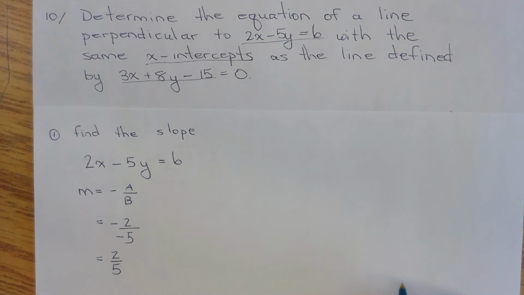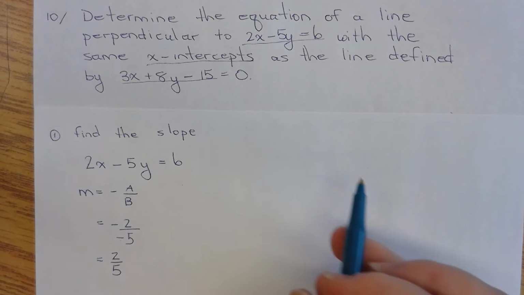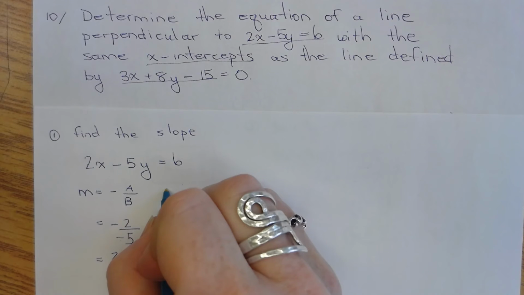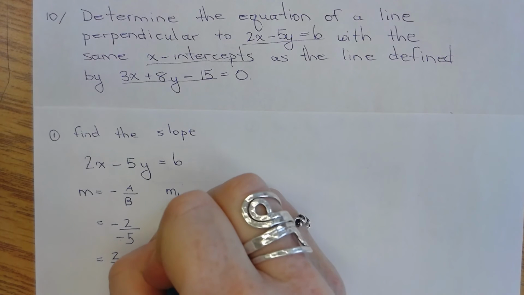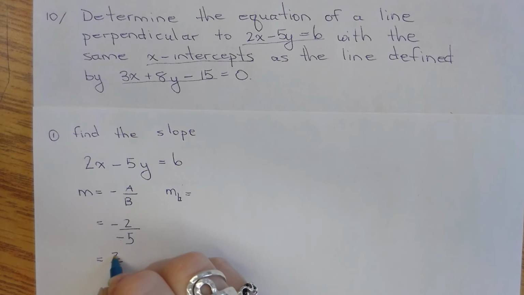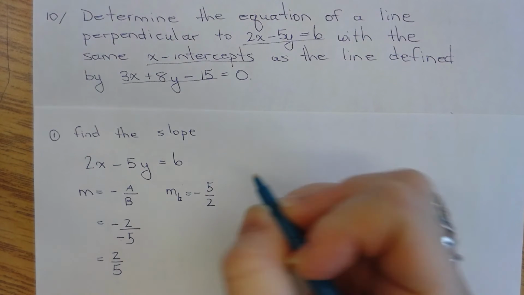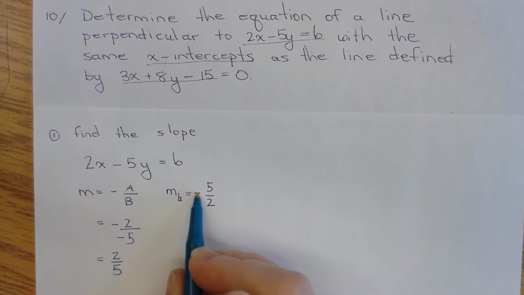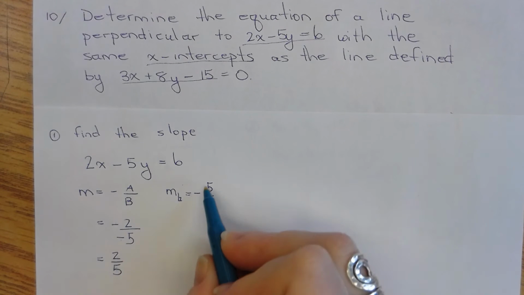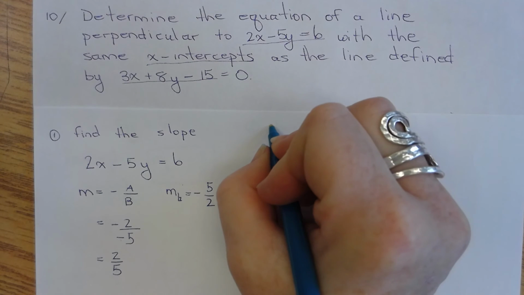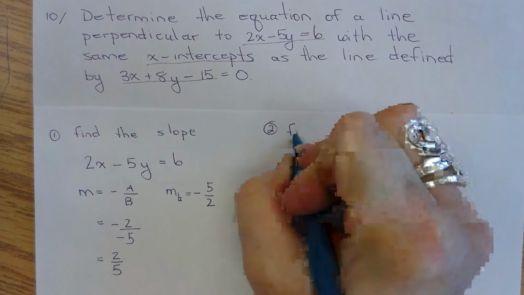Now I know that my equation is perpendicular to that line, so my new slope is going to be the negative reciprocal. So I change the signs, and then I flip it. This was positive, now it's negative, and then I take the reciprocal, so 2/5 becomes 5/2. So that's my first step: I need to find the slope. Then I need to find a point.